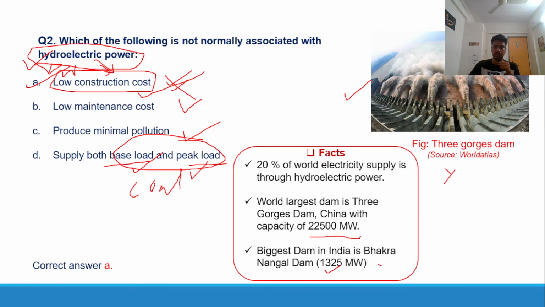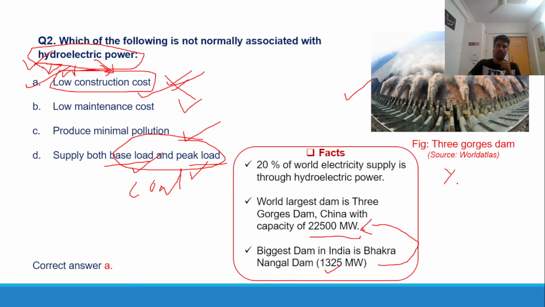But if we compare it with the Three Gorges Dam, see how much it is: 22,500 megawatts, and this is only 1325 megawatts. So you can imagine how big the Three Gorges Dam is, and how big the Bhakra Nangal Dam is, which is already a very big dam. If you visit Bhakra Nangal, you will see that the dam is very big.